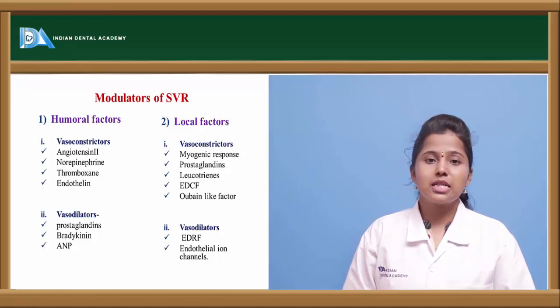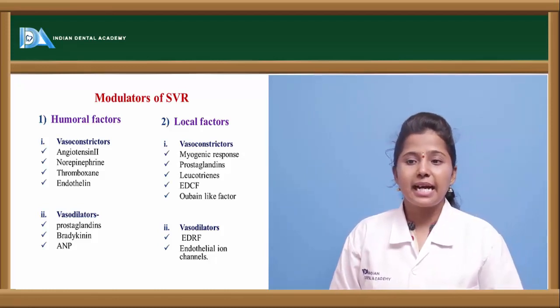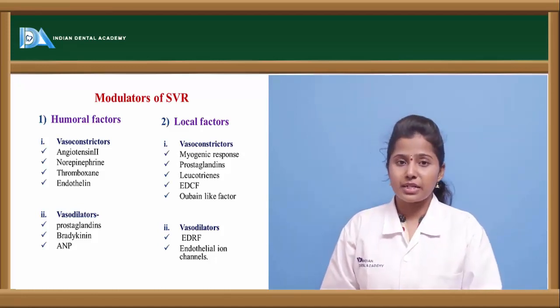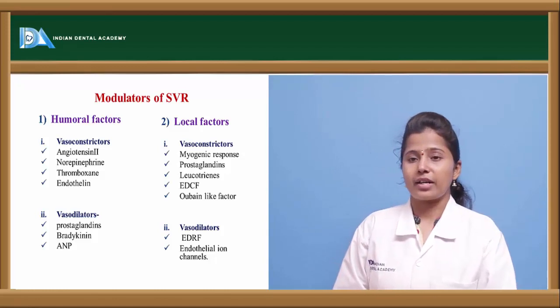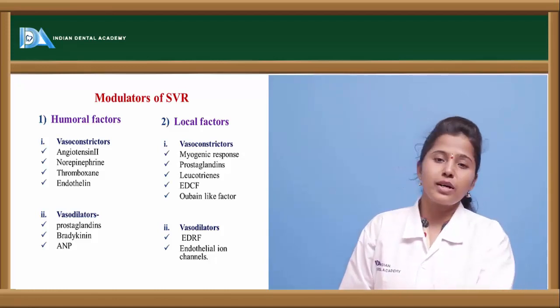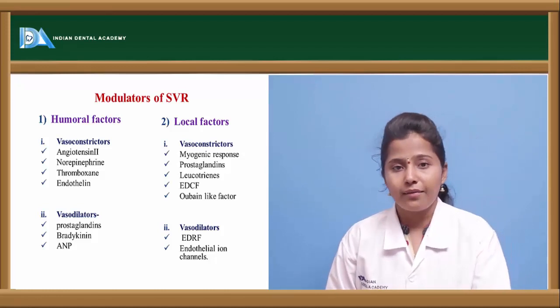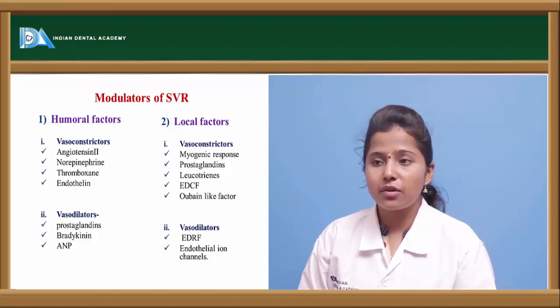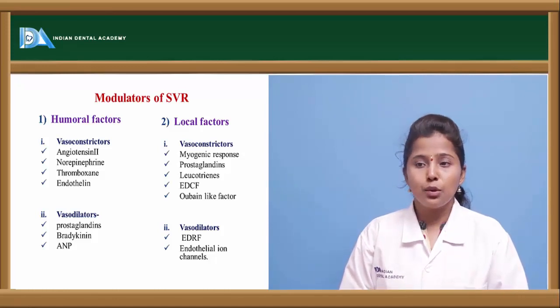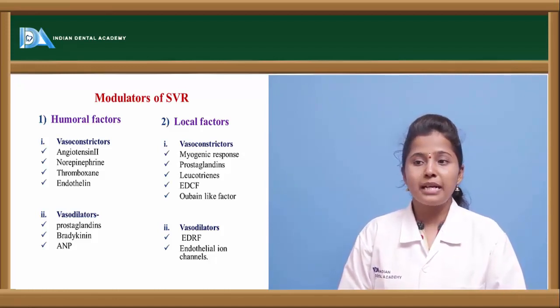Vasodilators like prostaglandins, bradykinin and AMP are a type of vasodilator which modulates systemic vascular resistance. And local factors. Let us see what the local factors are. In the local factors also there are a few vasoconstrictors and a few vasodilators. A few of the vasoconstrictors are the myogenic response, prostaglandins, leukotrienes and Aubin-like factor.